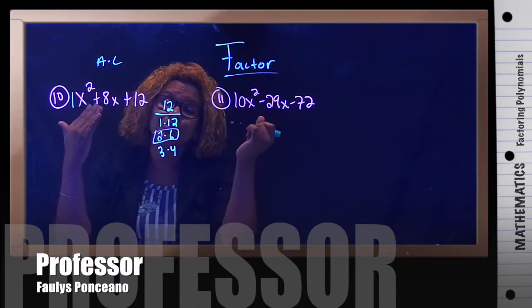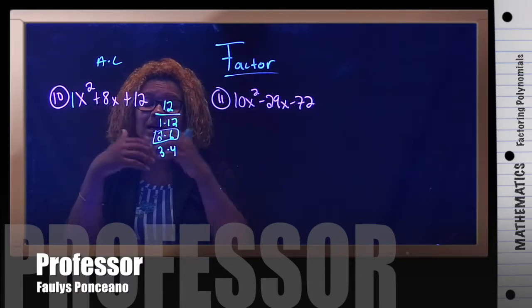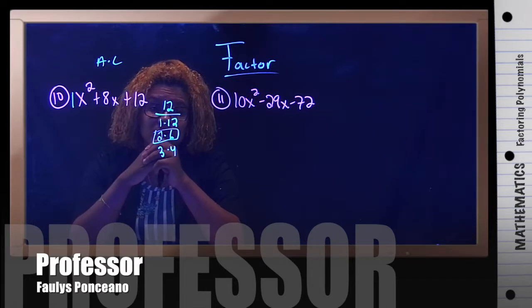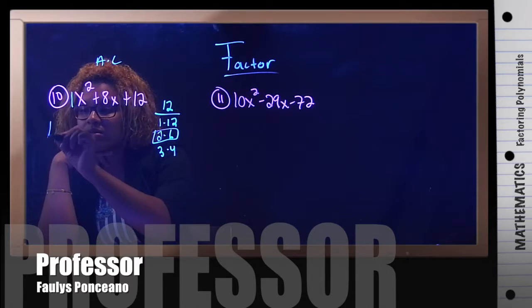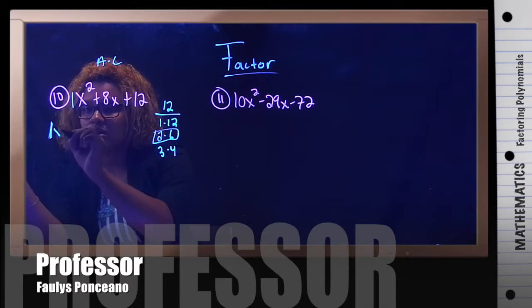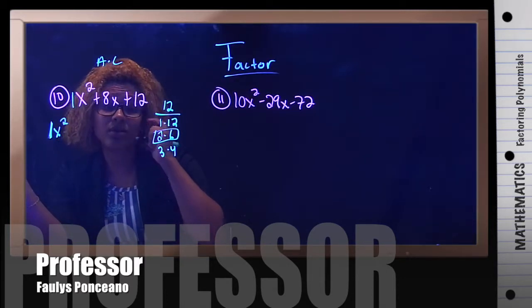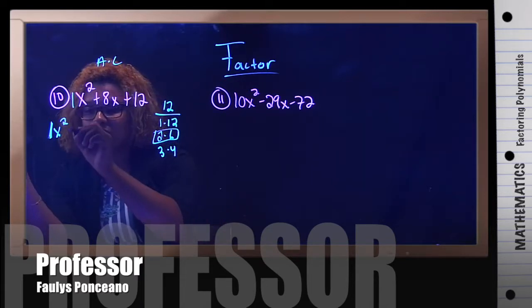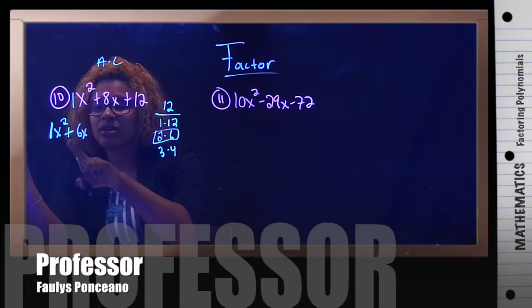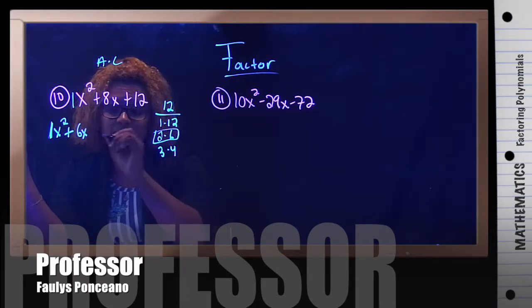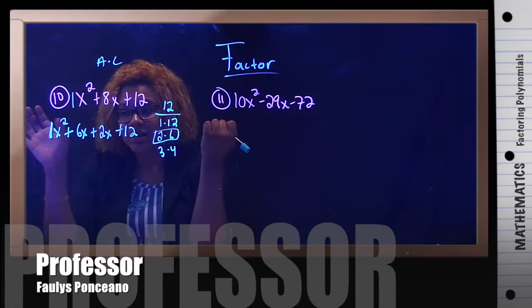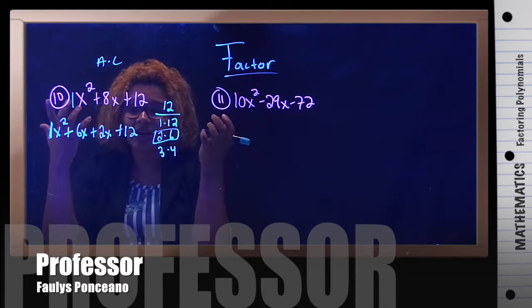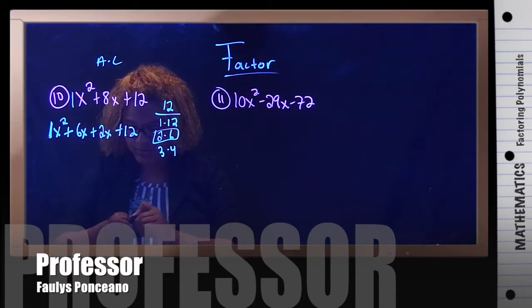So then we're going to rewrite the trinomial as a polynomial of 4 terms, so we can factor by grouping. So I'm going to have 1 x squared. Always the largest term first. Plus, you bring that sign down, 6x. Then you do positive times positive, gives you positive, plus 2x plus 12. Now we factor by grouping. And grouping says you want to split it down the middle.